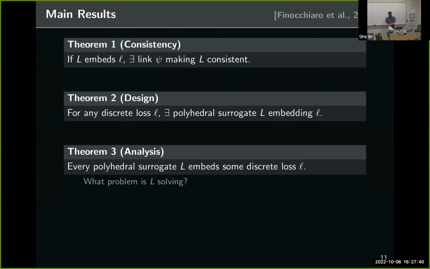And the third one, which we'll talk about a bunch in examples. As I mentioned, we have a long history of inconsistent surrogates. Well, it turns out if they're polyhedral, then you can ask the following question: what is it solving? Because it must embed something. It turns out every polyhedral surrogate is embedding some discrete loss. So if you have an inconsistent surrogate, it's not solving what you wanted it to, but what is it solving? And it turns out you get interesting answers.